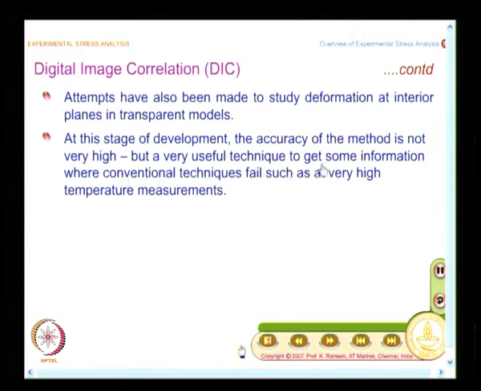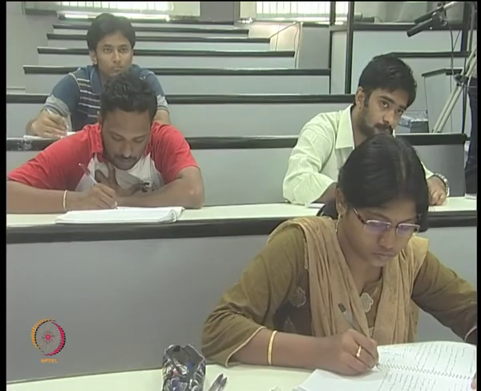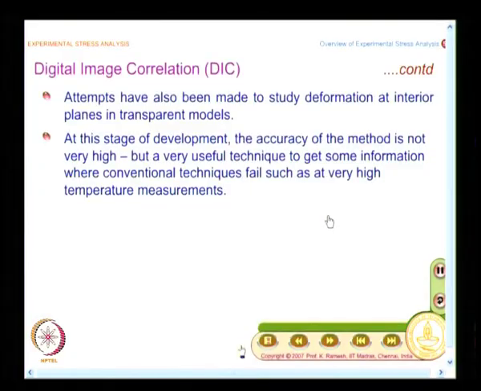It is a very useful technique to get some information where conventional techniques fail, such as at very high temperature measurements. People have done it at very high temperature, particularly when you are looking at re-entry vehicle systems. In space technology, re-entry vehicle systems are all subject to very high temperatures, and you need some measurement, and people have attempted using image correlation because of its non-contact nature, and they have been able to get useful information for that design.